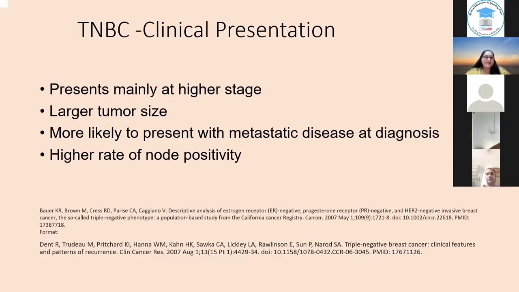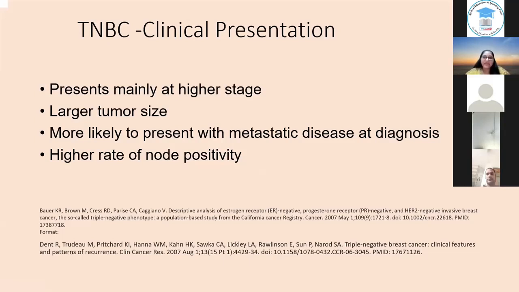Plus, this cohort of patients presents at a higher stage. They present with a large tumor size. They present with metastatic disease at diagnosis, meaning the patient comes to the OPD when the breast cancer has already migrated to areas other than the primary. And they also present with a high rate of node positivity. So you can see high T, high N, and high M. That's why we need to diagnose these tumors at the right time.